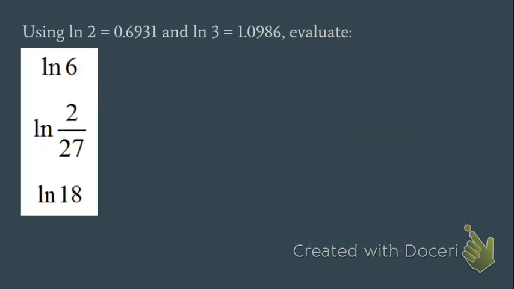Alright, and now, this used to be more useful back in the day when there were log tables, and let's say on your table you didn't have the natural log of 6, or you didn't know the natural log of 2/27, but you knew the natural log of 2 and the natural log of 3. You can express these questions, we'll call them 1, 2, and 3 over on the left, in terms of the natural log of other numbers. So for example, the natural log of 6, you can rewrite 6 as 2 times 3. So you could break this up as the natural log of 2 plus the natural log of 3.